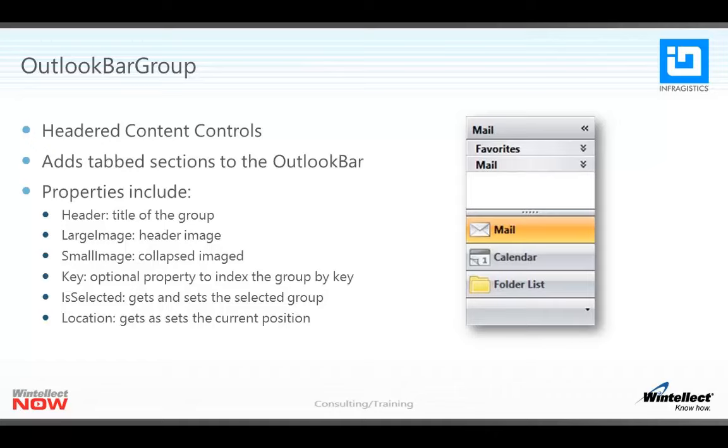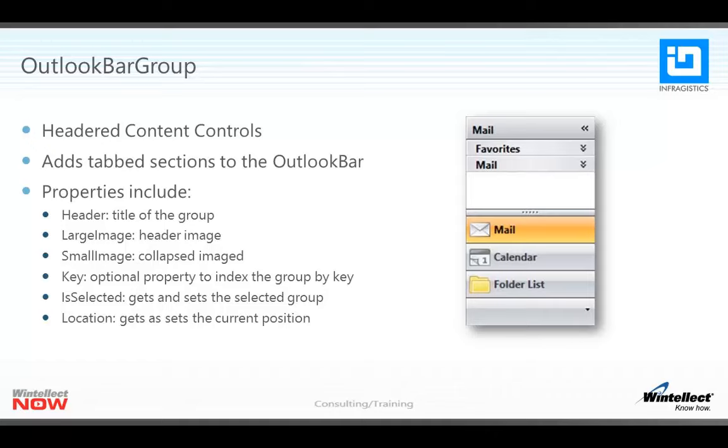The XAM Outlook bar control automatically uses a default envelope image in the overflow area if you do not set the small image property. In addition to the properties already mentioned, other commonly used properties are the key property, which is an optional property that can be set to help you index into XAM Outlook bar's groups collection. If you set the key property, you must supply a unique value for each group.